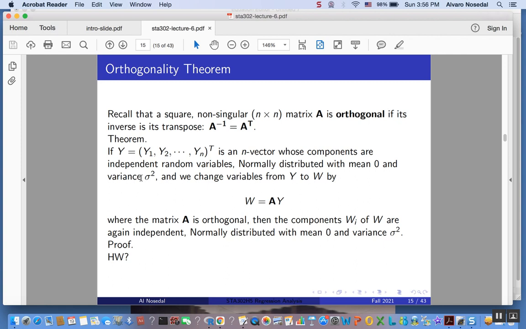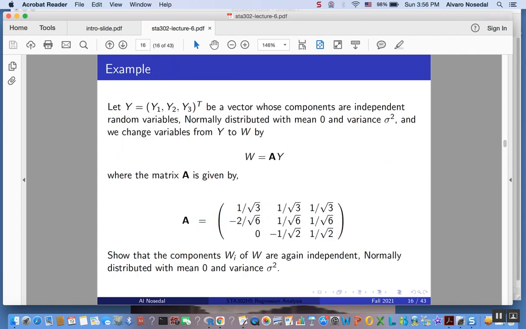Now, let's apply this theorem to a particular situation. Let's talk about an example. By the way, in this video, we will just apply the theorem. However, in our lecture notes, we show that the conclusion of the theorem follows using the multivariate transformation method, using multivariable calc, basically.